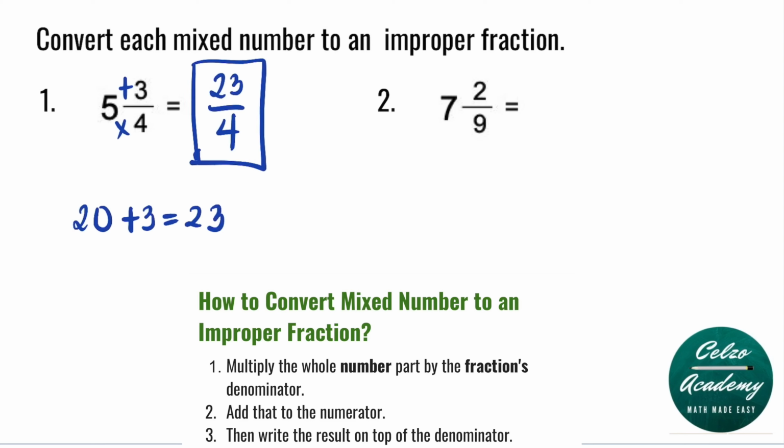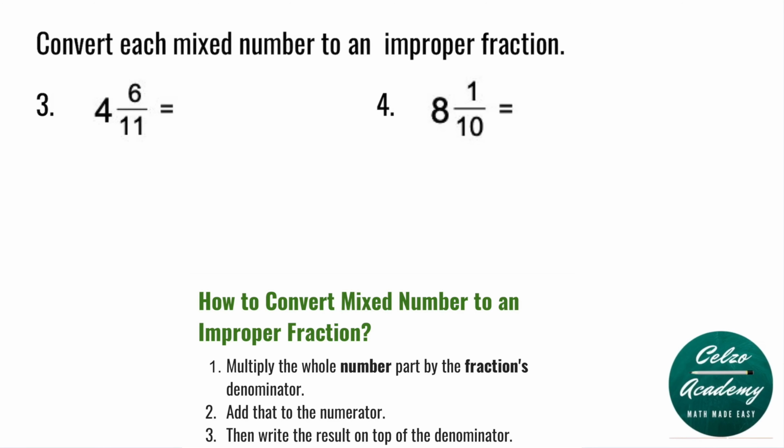Question number 2. 7 and 2/9. Step 1 is to multiply the whole number 7 and the denominator 9, and 7 times 9 is 63. Then we will add that 63 to the numerator 2, and that is 65. So the answer is 65 over the denominator 9.